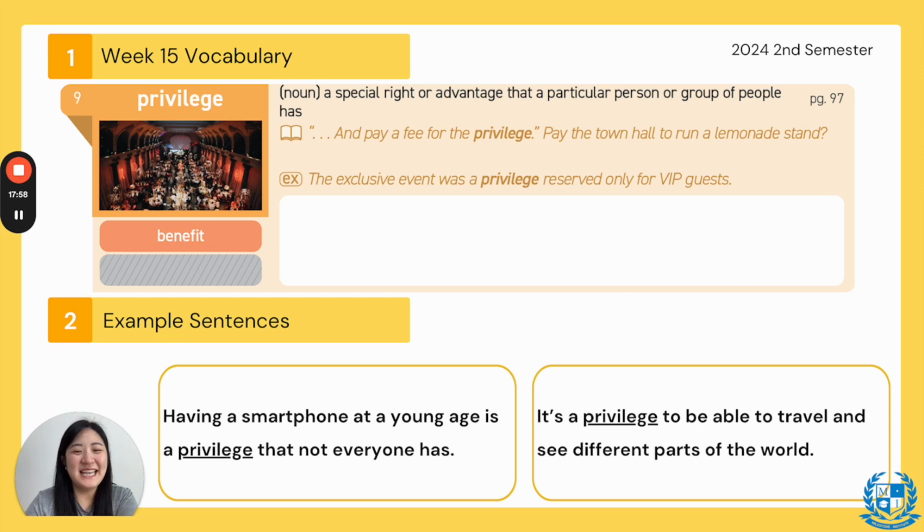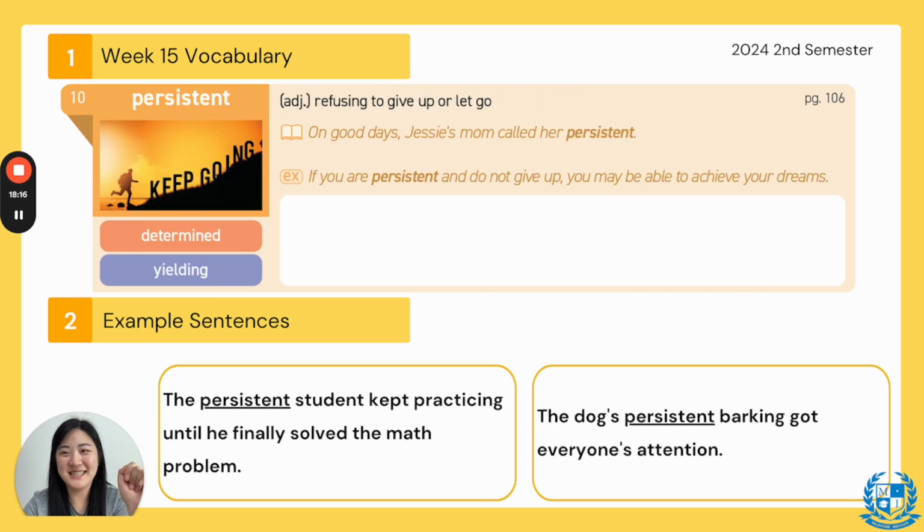Next one, it says, it's a privilege to be able to travel and see different parts of the world. Again, not everyone is able to take a vacation every summer and winter break, but some of you have the privilege to. It's a special right and a benefit that you have. So go on and explore.